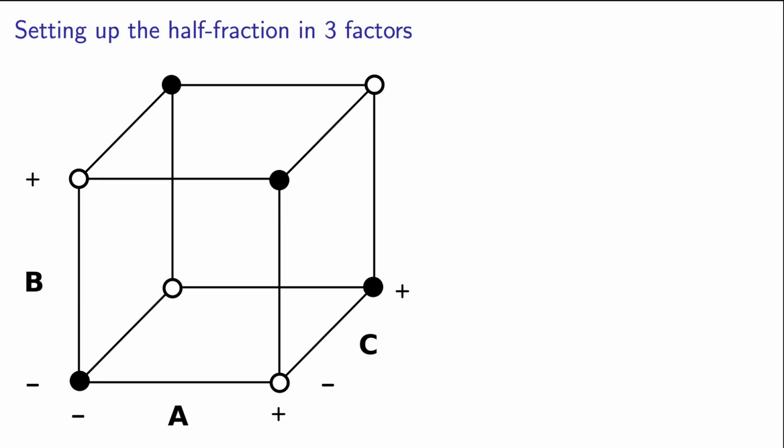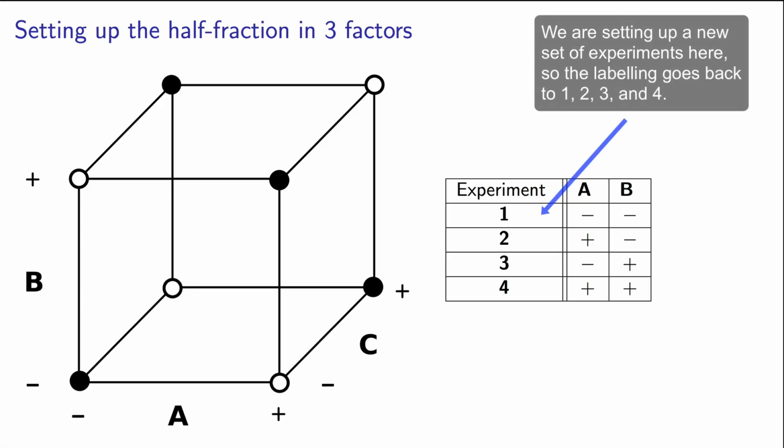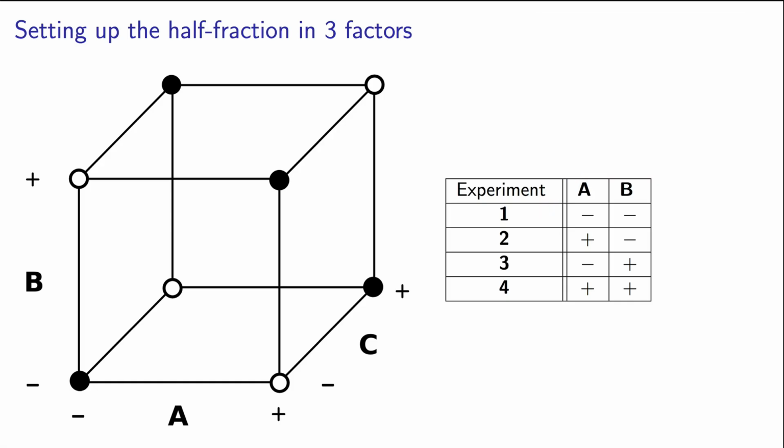Since we know that we will have 4 experiments, we can quite happily go ahead and write out our standard order table for the first 2 factors, A and B. We do this because we know 2 factors require 4 experiments. Okay, but what about that third factor, factor C? At what settings should we write out that factor?